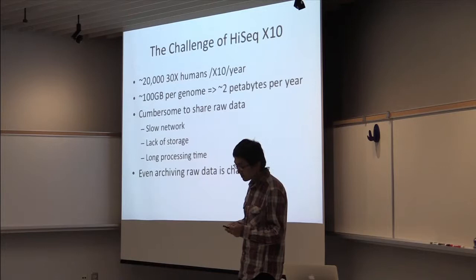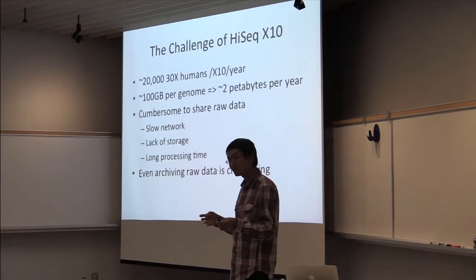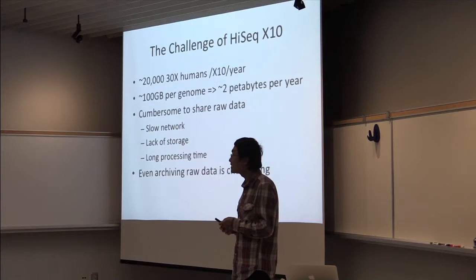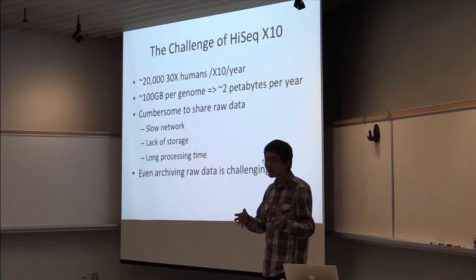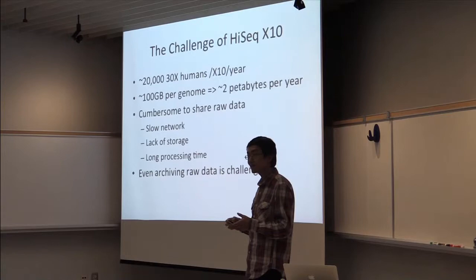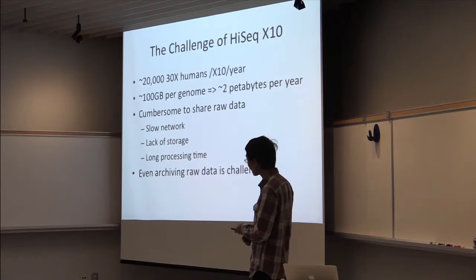Given this data, it's actually quite difficult to share it. Say you have 20,000 genomes, and how would you download it? If you download it, you need to have a 2 petabyte disk, and transferring is very slow over the network. And also, even if you have the data, say you have the raw reads, it takes a long time to reprocess it. It takes several years to reprocess the data, map the genome and do the variant calling.